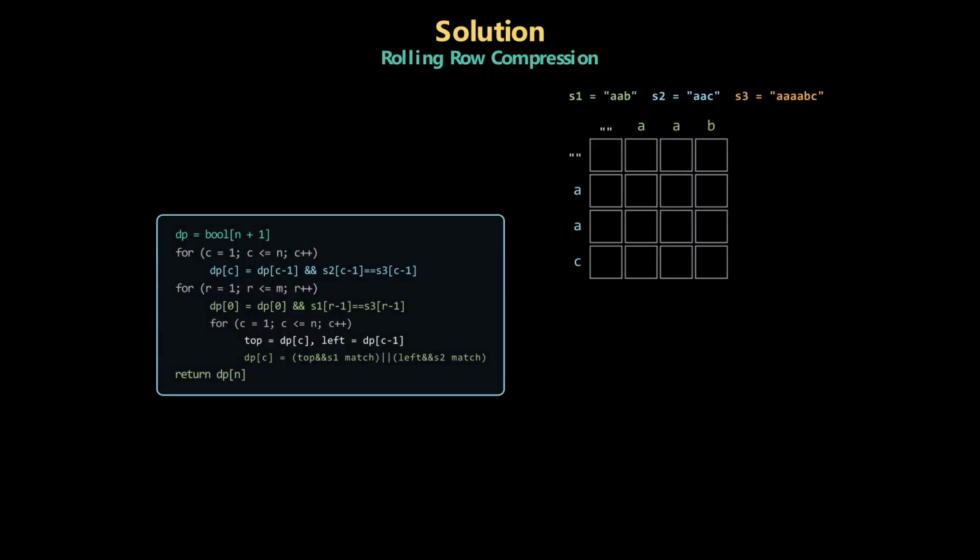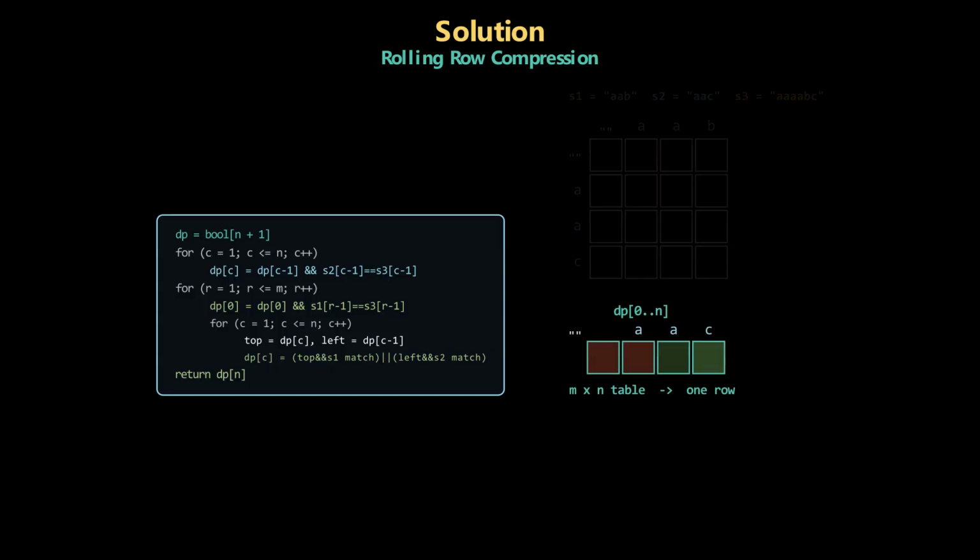One final space optimization: when we advance row by row, each cell only reads the cell above it and the cell just before it in the same row. We never need the full matrix in memory, a single Boolean array of length n+1 is enough. Overwrite that array for every row of string 1, and auxiliary space drops from order m times n down to order n.